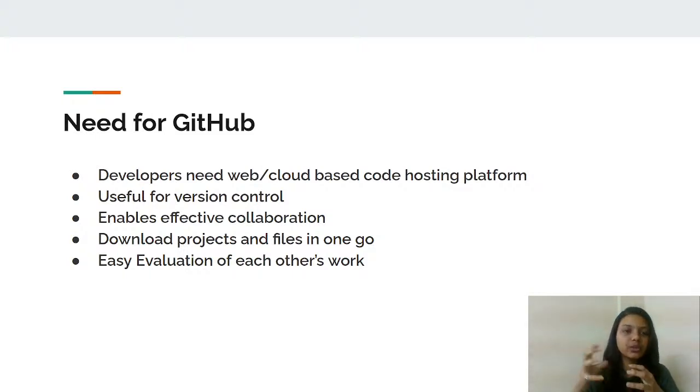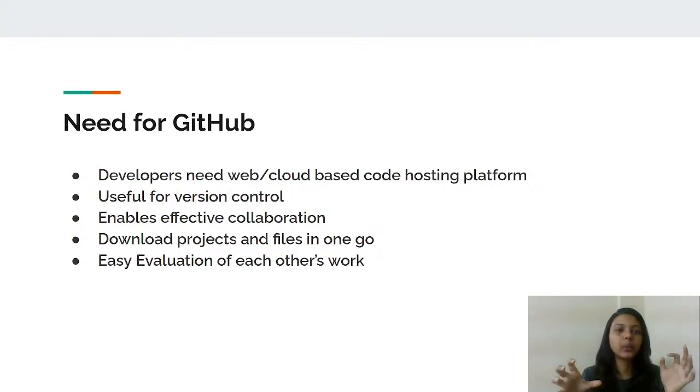GitHub doesn't know which code it has to accept. So at that time we are not able to merge the particular code or file in GitHub. So that's how the issues can be resolved. This is how it enables effective collaboration. A group of developers can work on the same project using GitHub. Then the next thing is download projects and files in one go.